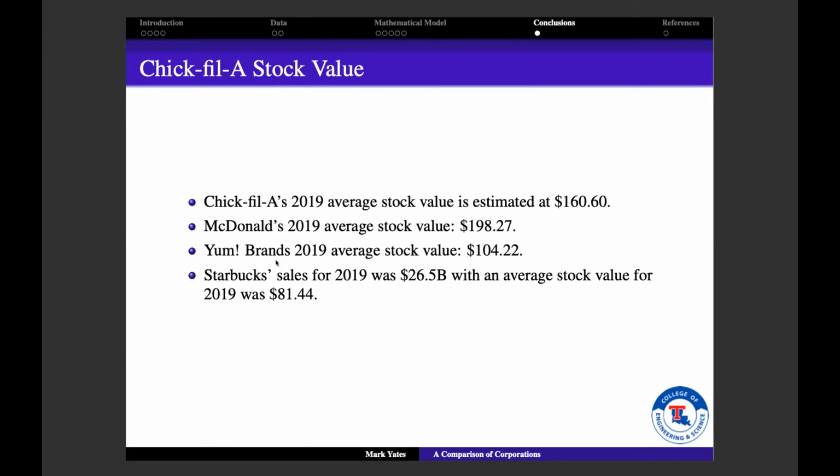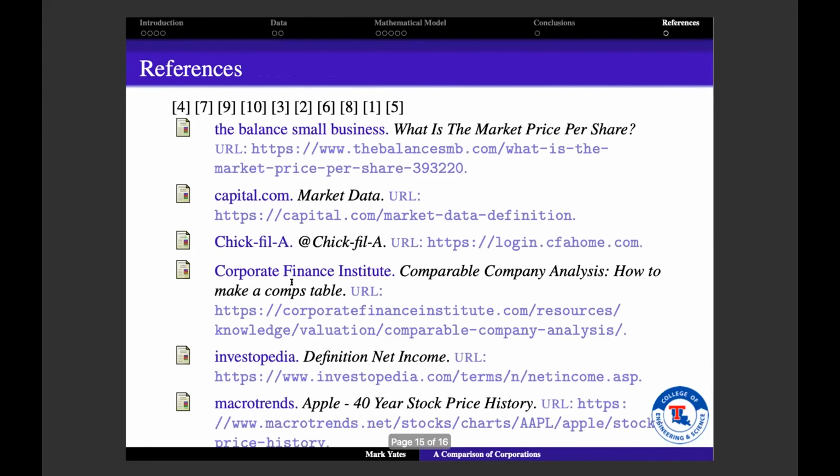For an additional perspective, just to show you, Starbucks sales for 2019 was $26.5 billion, and their average stock value for 2019 was $81.44. And that tells me that based on their sales was so high and this was relatively low, that they could have been more efficient. So I hope that this provides a good perspective of where Chick-fil-A would land if they were a publicly traded company. And of course, here are my references.